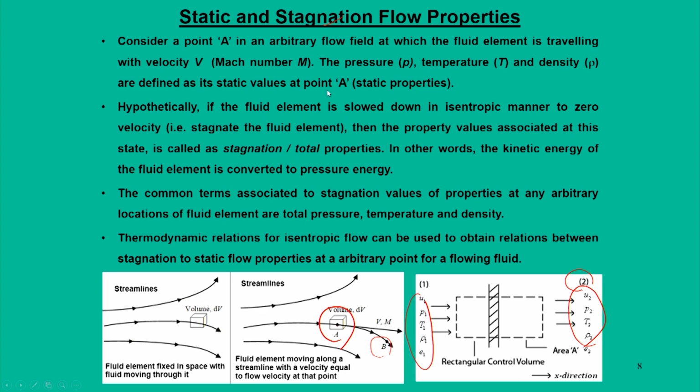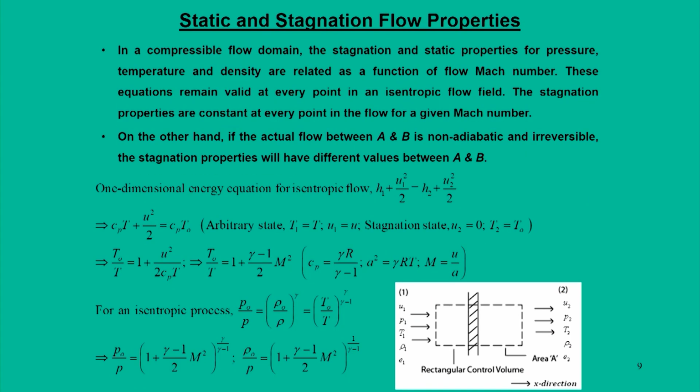In other words, when you stagnate the fluid, we convert the kinetic energy of the fluid element to pressure energy. So the entire fluid now becomes stagnant and it has higher pressure energy. Such a concept we call a stagnation value. This is true for any property of the fluid, so you can call it stagnation pressure, stagnation temperature, stagnation density, likewise.